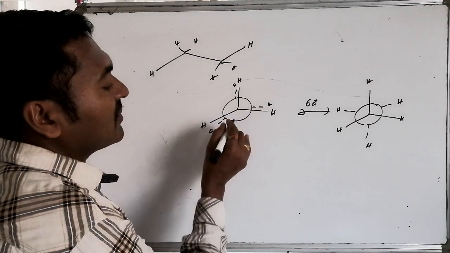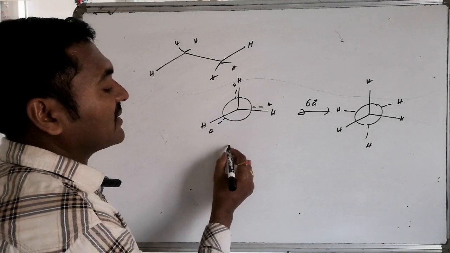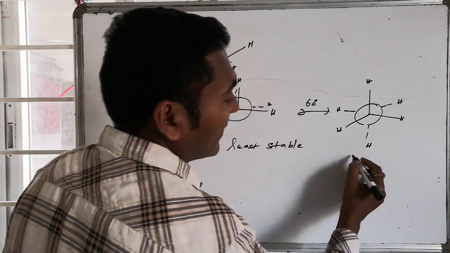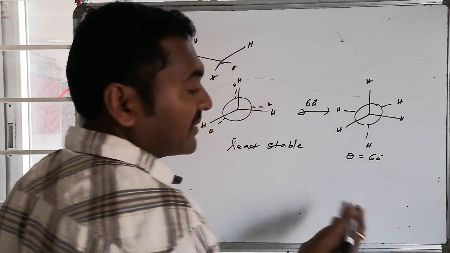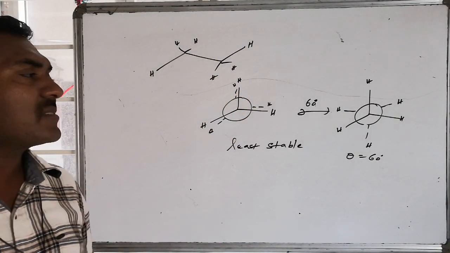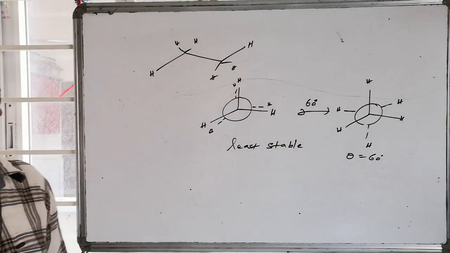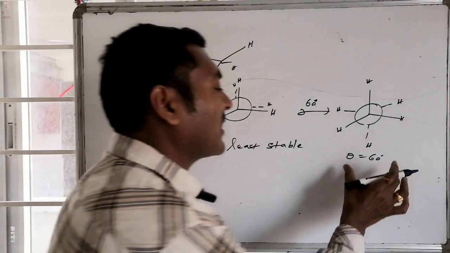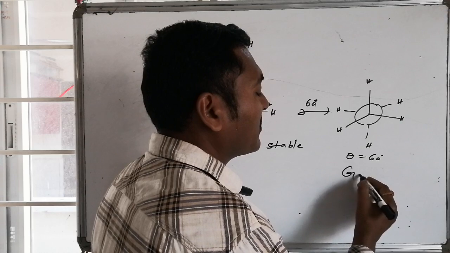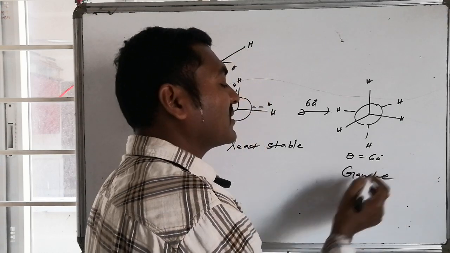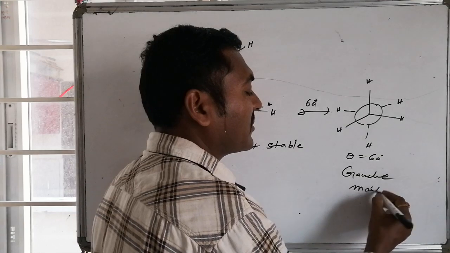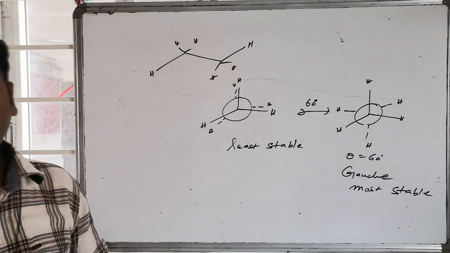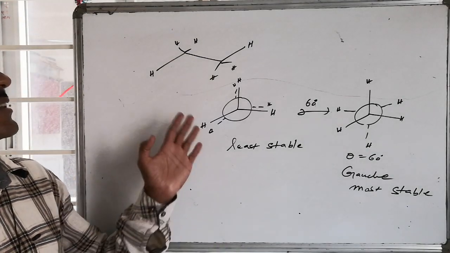This one is fully eclipsed and has the highest energy, which implies it is the least stable. Whereas for this conformer, the dihedral angle theta becomes 60 degrees, because here there is no reference. The front carbon atom has three hydrogens, and the back carbon atom has three hydrogens, so the dihedral angle is 60. This is said to be the gauche conformation. This gauche is also said to be the anti-conformation. This is found to be the most stable conformer. So here the stablest conformer is gauche or anti, and the unstable conformer is the eclipsed conformer. This is related to ethane.